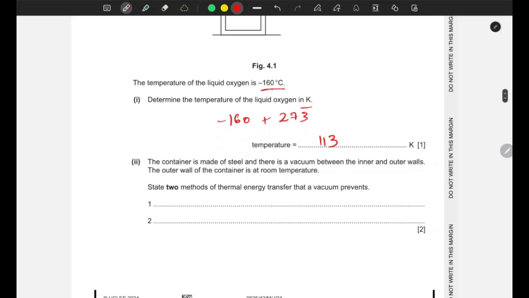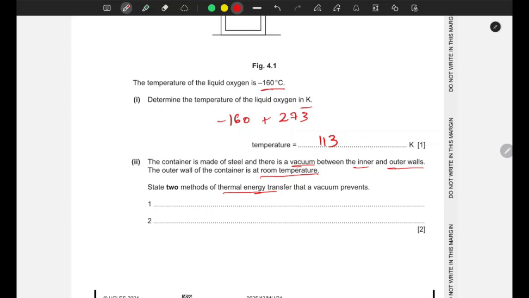Part 2. The container is made of steel and there is a vacuum between the inner and outer walls. The outer wall of the container is at room temperature. State two methods of thermal energy transfer that a vacuum prevents.